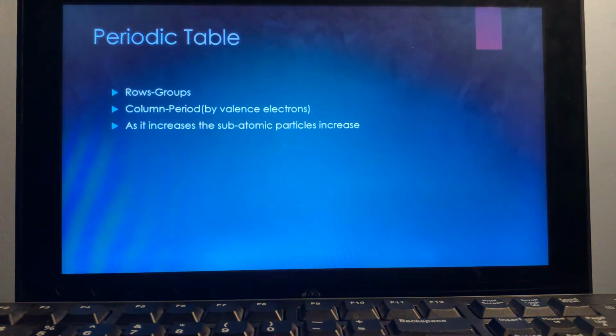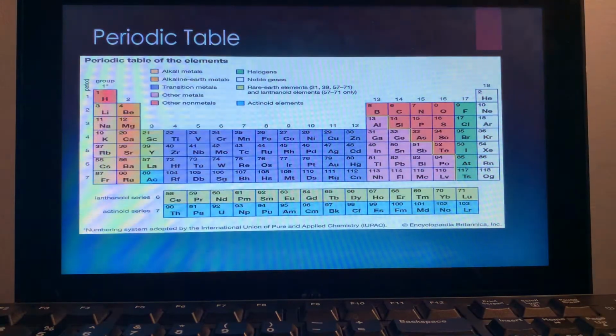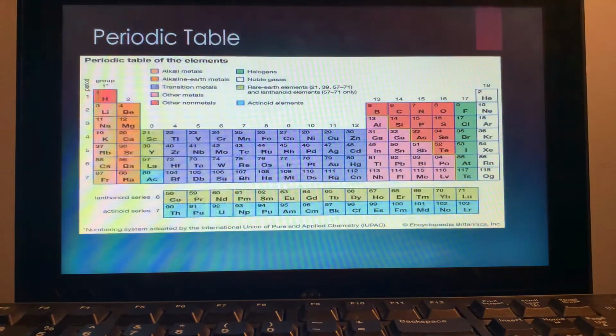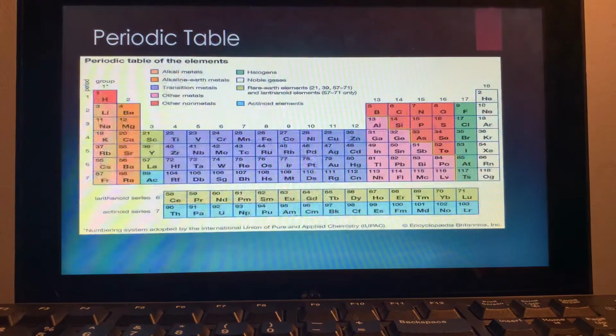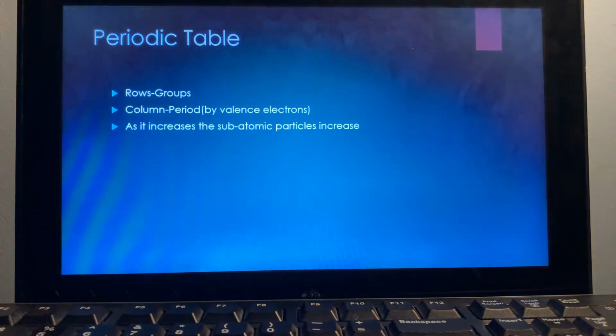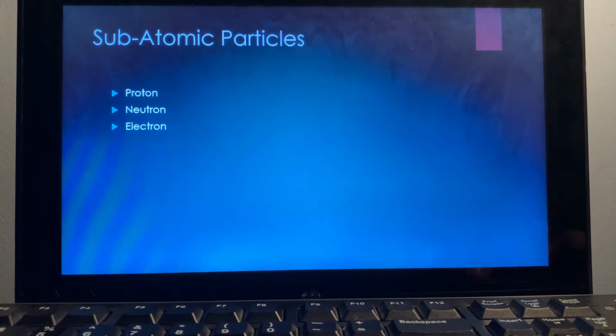Now the rows on the periodic table are known as periods, and the columns are known as groups, and they are organized by the valence electrons. As we look, we see 1, 2, 3, 4, 5, 6, 7, 8. Now it goes 1 through 18, but usually these transition metals in here, you're not going to count those. That's just going to be 1 through 8, which is the amount of electrons on the outer shell, also known as the valence electrons. And as it increases, going down on the periodic table, the number of subatomic particles increases.